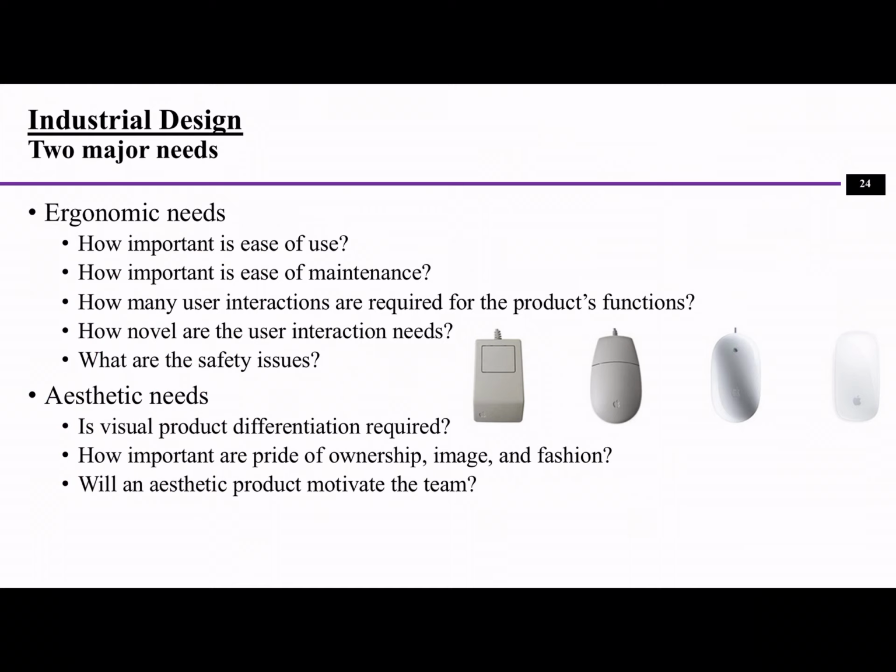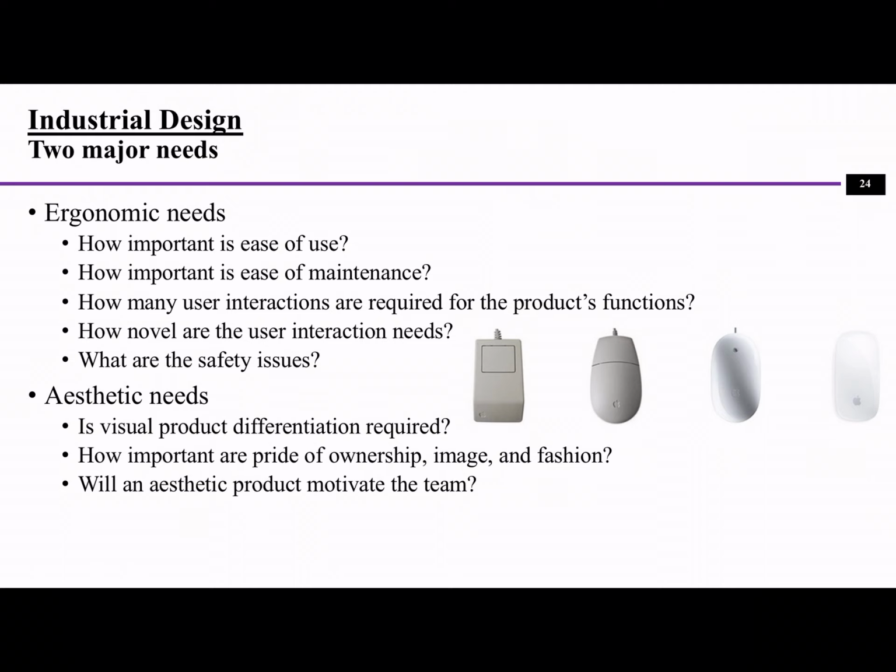And two major needs for industrial design. The reason that we need industrial design is ergonomic needs and also aesthetic needs, right? You can see an example of industrial design in Apple's mouse, how it evolved, how it changed from the very first model to the latest model. You can see aesthetic-wise and also ergonomic-wise how it has been improved by this.